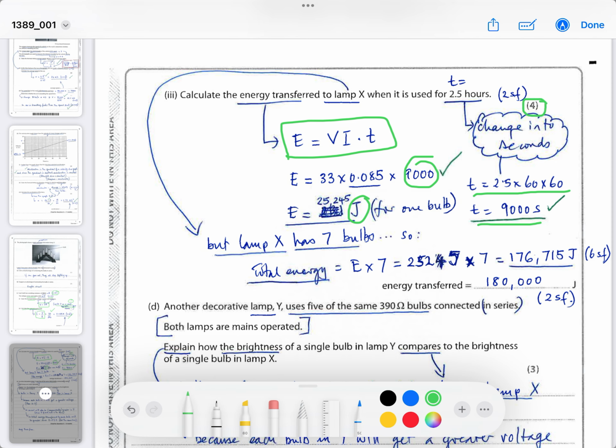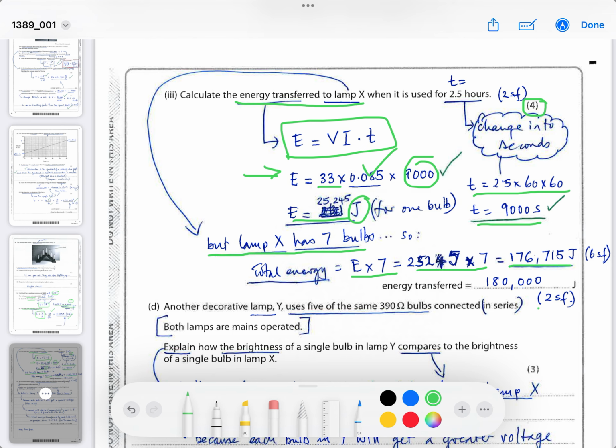So 1 mark for changing the units to seconds, 1 mark for using the correct equation and putting all the numbers in, and then 1 mark for getting the answer for 1 bulb. Remember, the lamp X, this is just for 1 bulb, because 33 volts is how much 1 bulb uses. So you'll get approximately 25,000 joules for 1 bulb, but remember lamp X has 7 bulbs, so they're talking about energy transferred to all of the lamp. So you've got to multiply the energy you calculated by 7, and that's the fourth mark, 176,000 or greater.